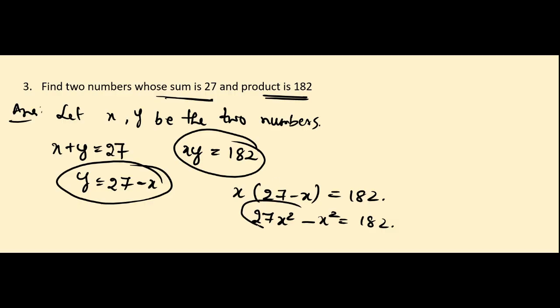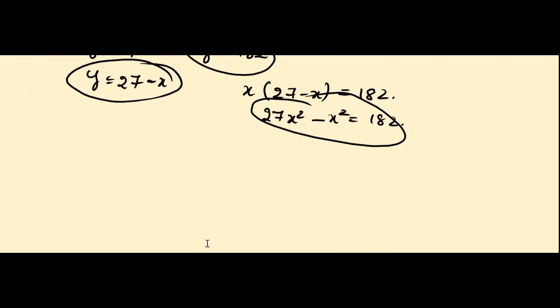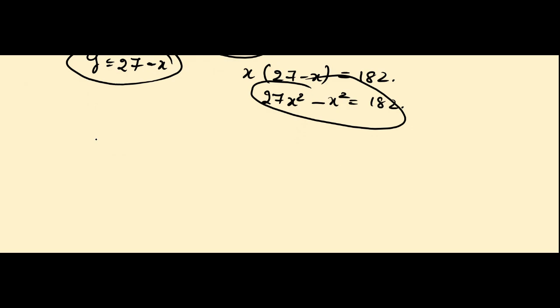We will write this in the standard form. What is the standard form of a quadratic equation? That is ax square plus bx plus c is equal to 0, correct? So we will take this minus x square to the RHS, it will become plus x square. Here, sorry, it is 27x. When plus 27x comes to the RHS, it will become minus 27x. Here 182 is present on the right hand side only, so we will write it as it is. 182 is equal to 0.